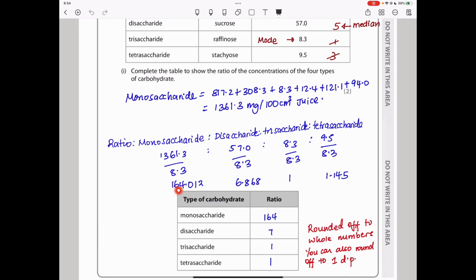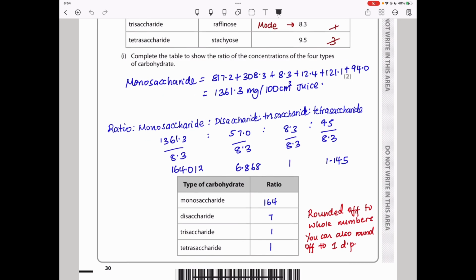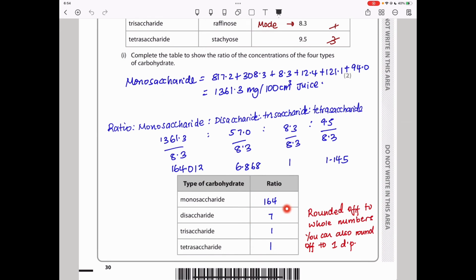So this is going to be 164. When I round this off, it's going to be a 7, and that is going to be a 1, and this is going to be a 1. I was looking for whole number ratios, so this is my answer here, after making sure that these are all whole numbers. So let me go to the next page.